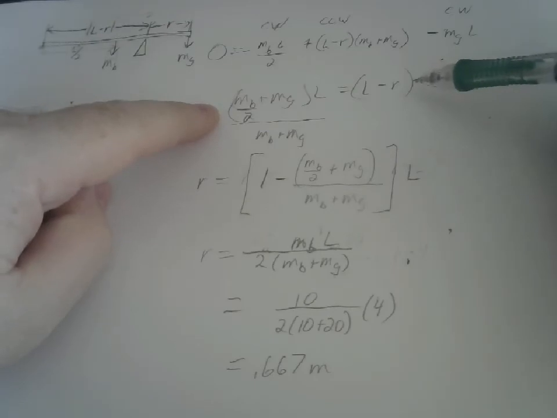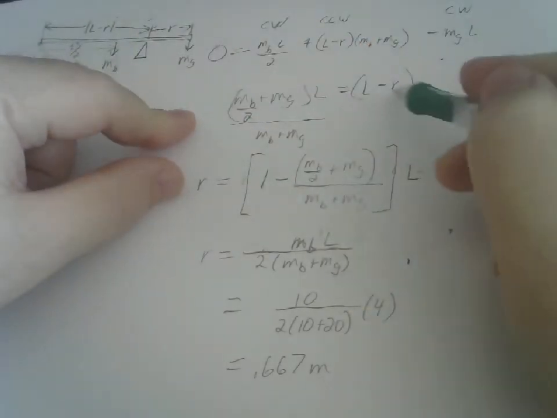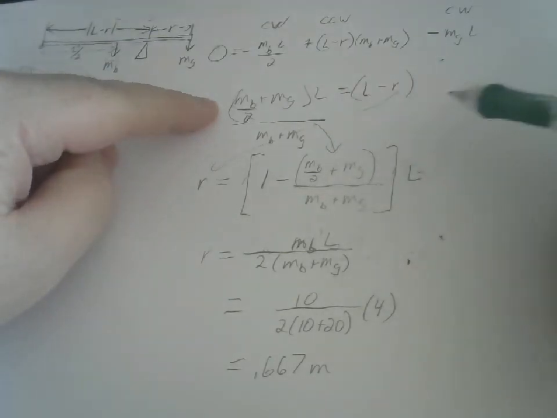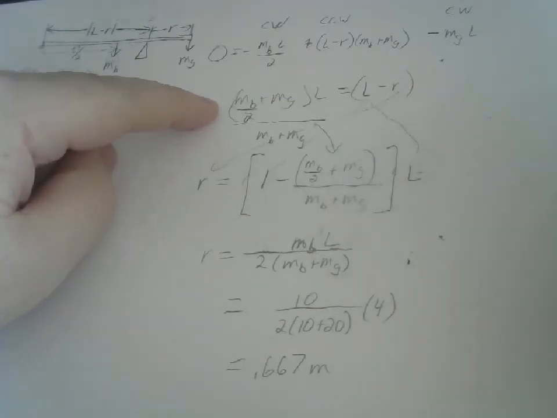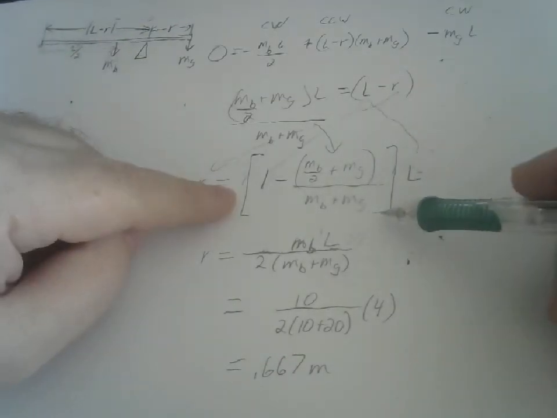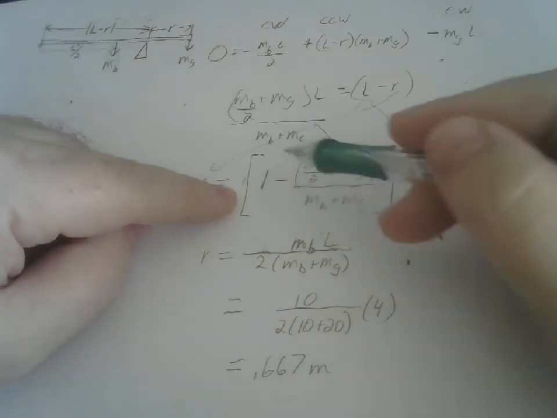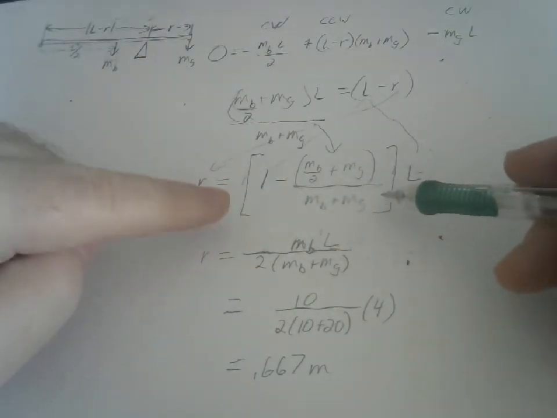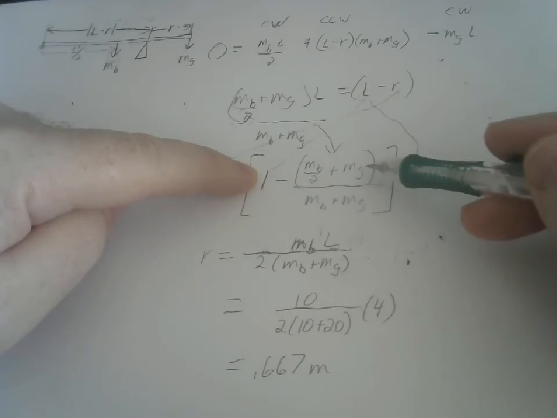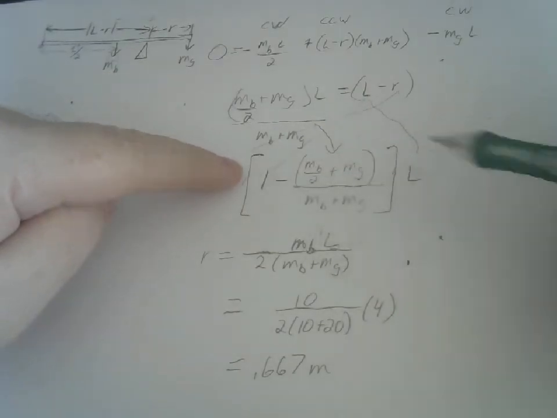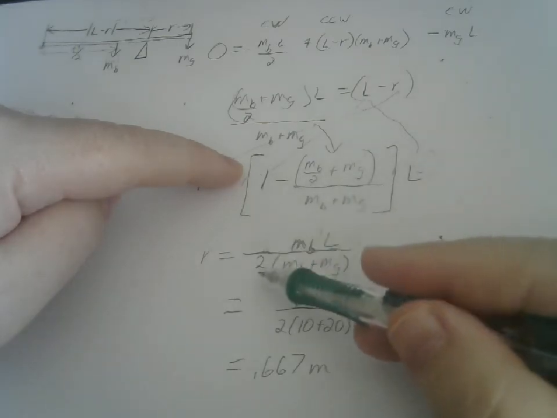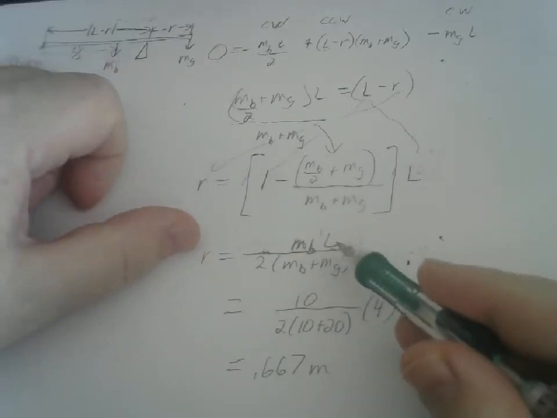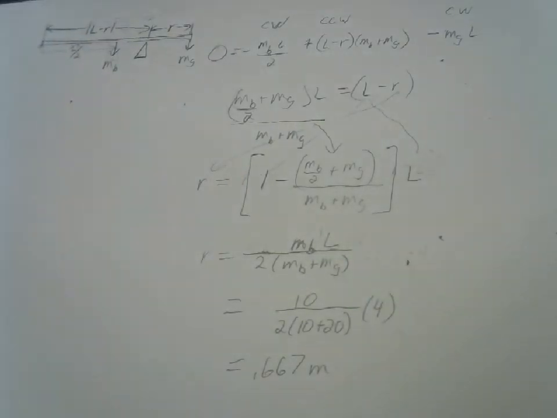So from there, I'm adding R to both sides, subtracting this big mess from both sides, and then bringing my 1L down. Then I multiply the 1 by m_b plus m_g over m_b plus m_g, basically getting a common denominator. And that makes the m_g cancel out, m_g minus m_g, but you're left with the m sub b over 2. M sub b minus m sub b over 2 is m sub b over 2. And so this comes out fairly nice and neat at the end.